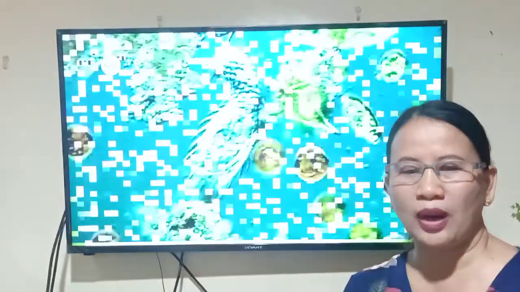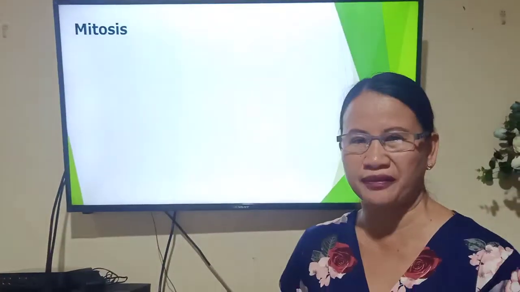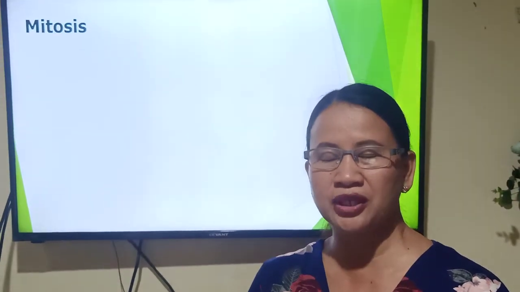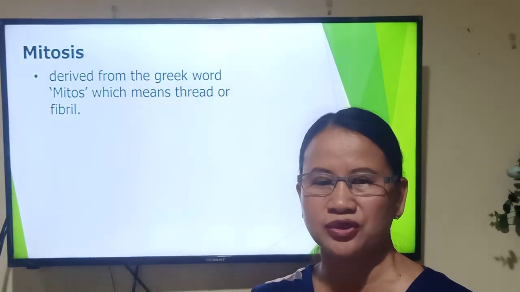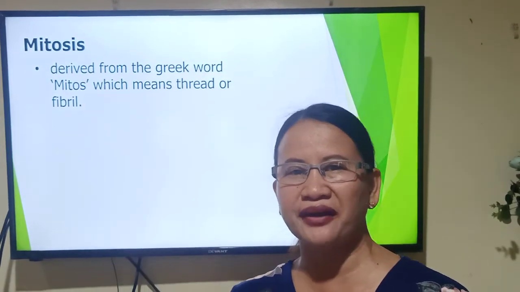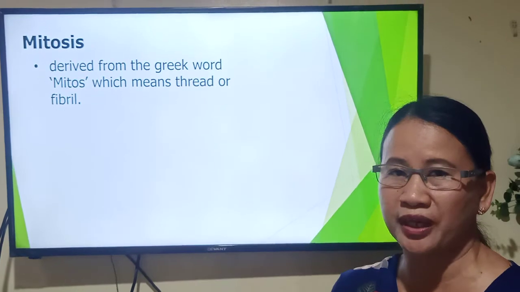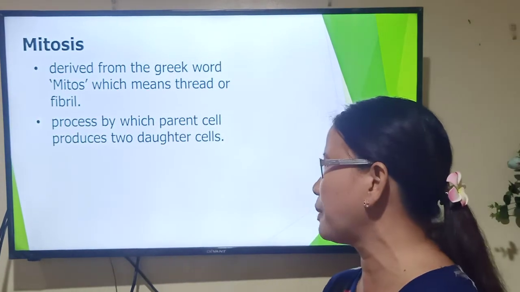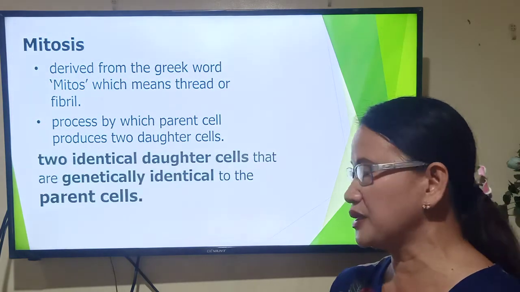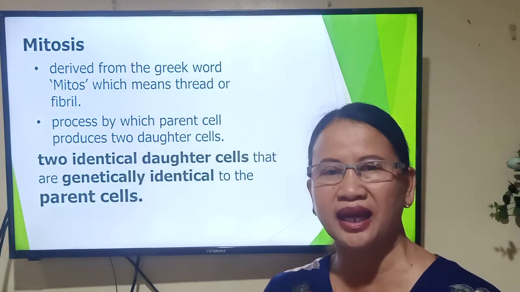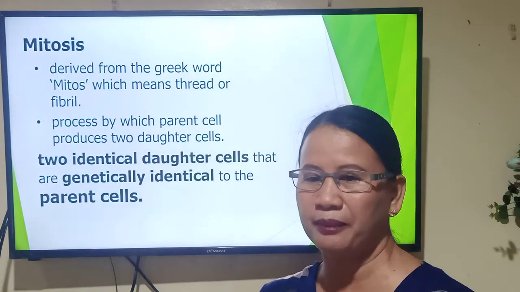Now class, what have we learned from the video that was presented? We have learned that cells come from pre-existing cells and that cells divide through the process of cell division. And particularly in the video, it was through mitosis. So what is mitosis? Mitosis is derived from the Greek word mitos, which means thread or fibril. It is the process by which a parent cell produces two identical daughter cells. And these daughter cells are genetically identical to the parent cell.